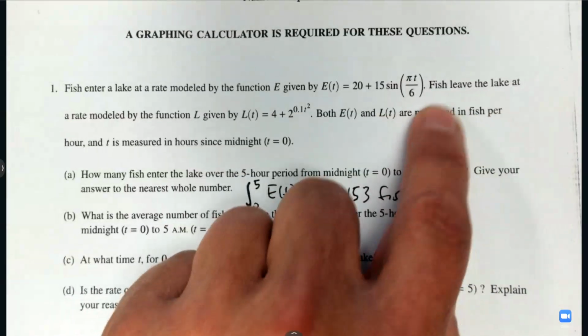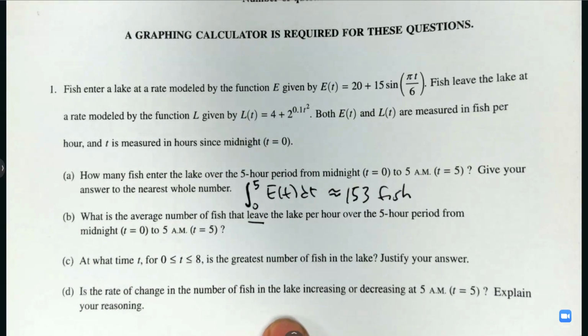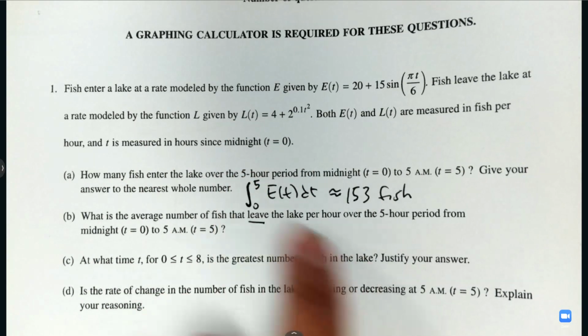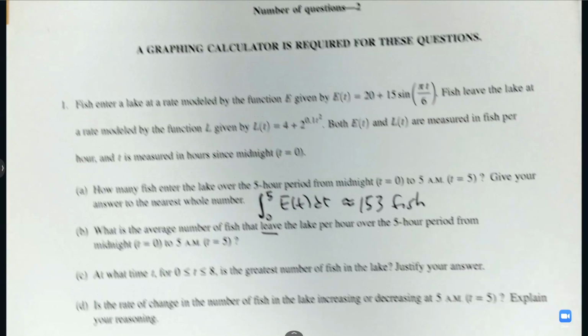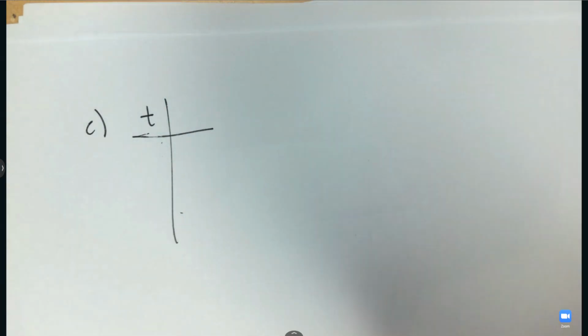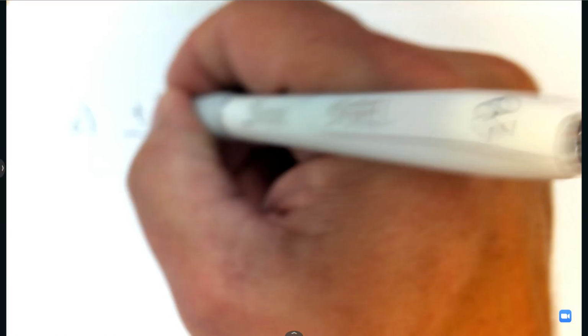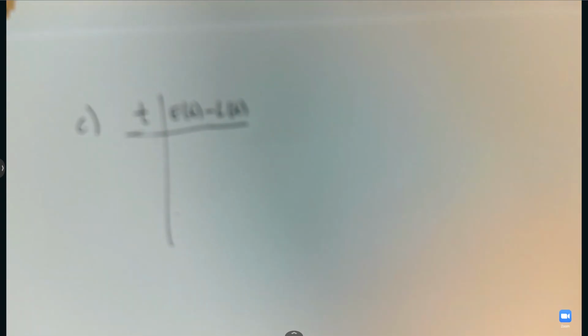So fish enter, fish leave are measured, and t is measured in that. And there's no description here to say that there are some fish. So I'm double checking to make sure there's not like 20 fish to begin with, because I'd have to include that. So t is there. How would I know how many fish are in the lake? You take the fish that are entering and subtract the fish that are leaving, and they both are rates.